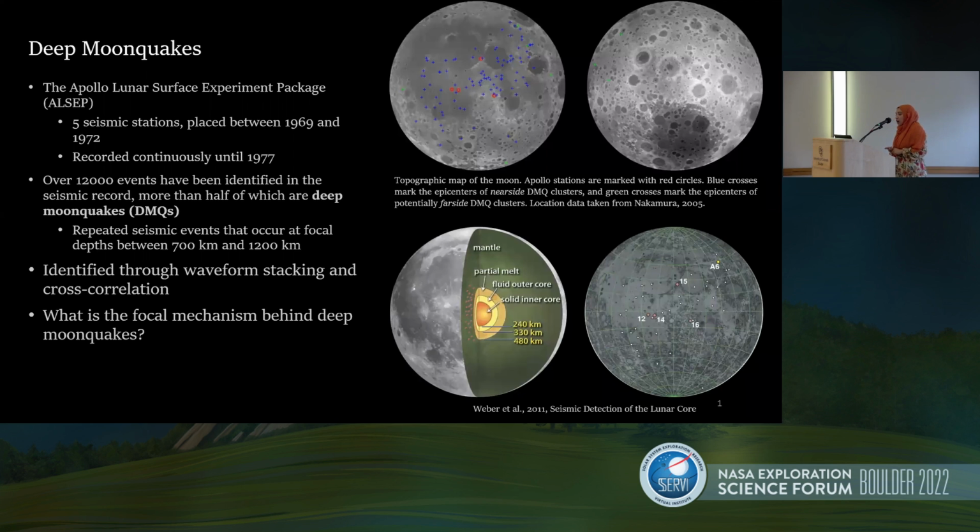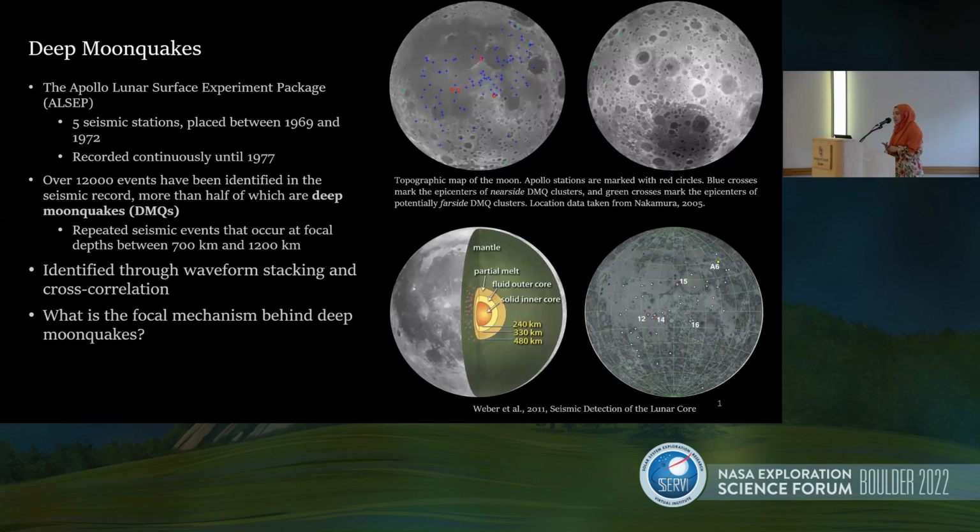And deep moonquakes are repeated seismic events that are hypothesized to be from kilometer scale source regions, mainly on the lunar near side, that occur at focal depths between 700 kilometers and 1,200 kilometers. The events that we have were identified mainly through waveform stacking and then cross-correlation through the entire seismic record. And the question that I'm really trying to answer with this new analysis technique is, what is the focal mechanism behind these deep moonquakes? And how much can we trust the assumption that each cluster or nest propagates identical moonquakes or identical seismic events?